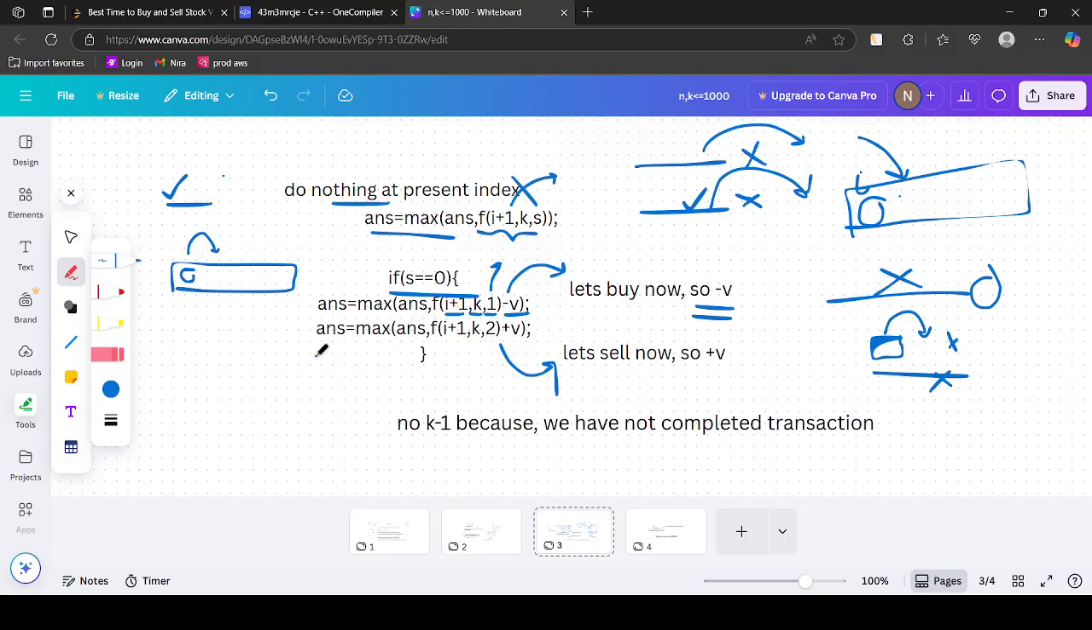And similarly, we can sell also. So function of I plus 1, k, 2, plus v, because we sold the 1, so we got the value, so it is plus v. So these are the two cases possible when s is equal to 0.